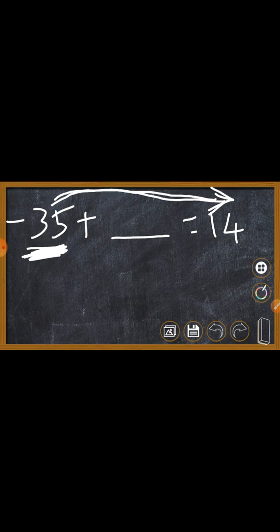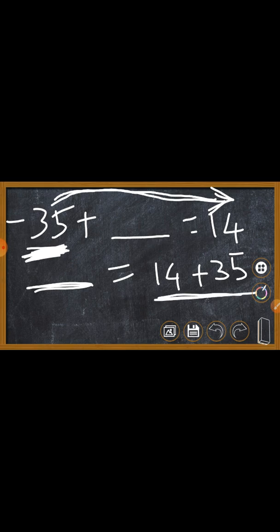So minus 35, when it goes to the other side of the equal to, what will it become? It will become plus 35. So what will you write? You will write blank is equal to 14 plus 35. So what is 14 plus 35? 14 plus 35 is 49. So that's why you write 49 over here.